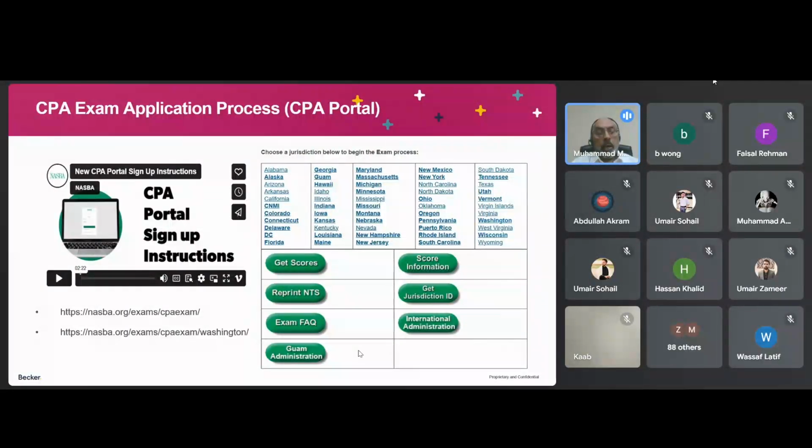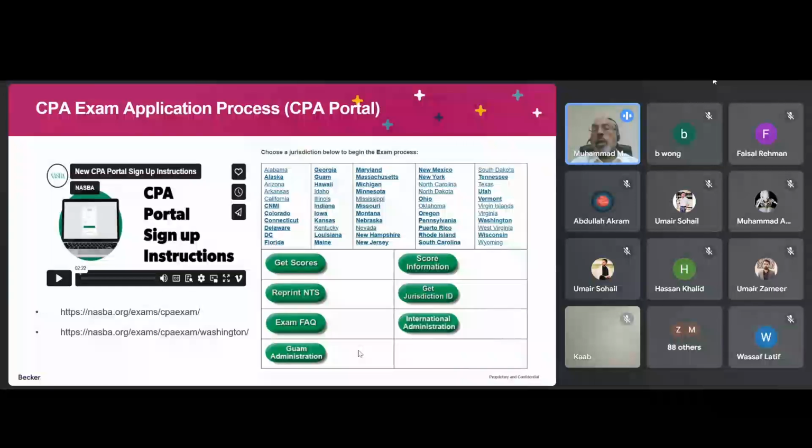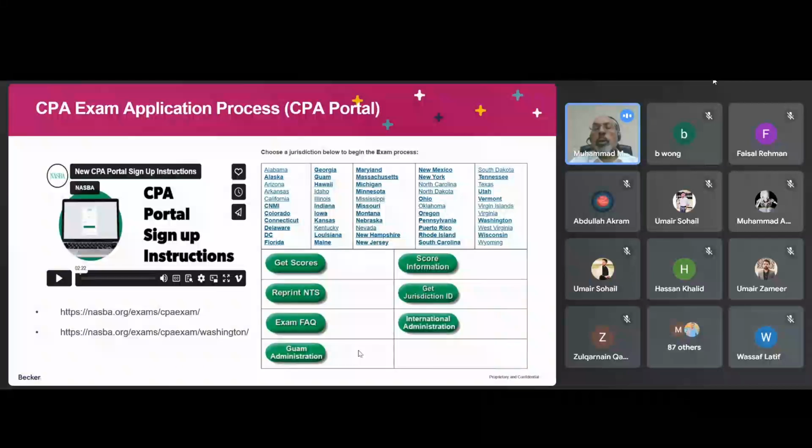Then I told you the third step: after you get near ready to take your exam, you have to apply for the examination to the state. There is a CPA portal provided by NASBA. You get registered there and then choose the state for whose examination you are applying. You apply for the exam, and you pay $150 at that stage, not more than that, okay?